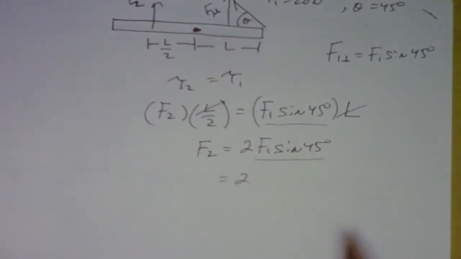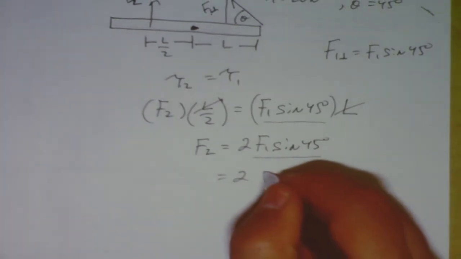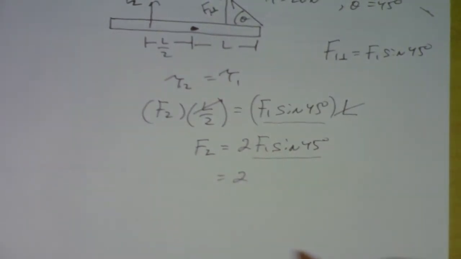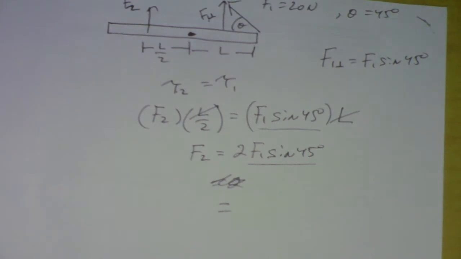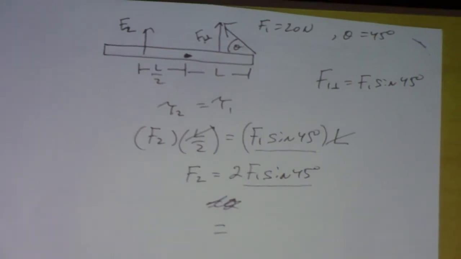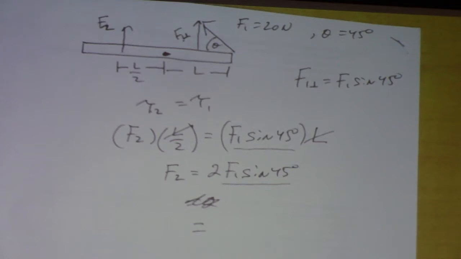Okay, 2 and then, let's see, 1.41 or something like that. So 2, and then whatever this turns out to be. So I won't even put this step. I'll leave it up to you to finish that part up. Okay? Very good. Any questions on that one? All right, good. So balancing torques again.